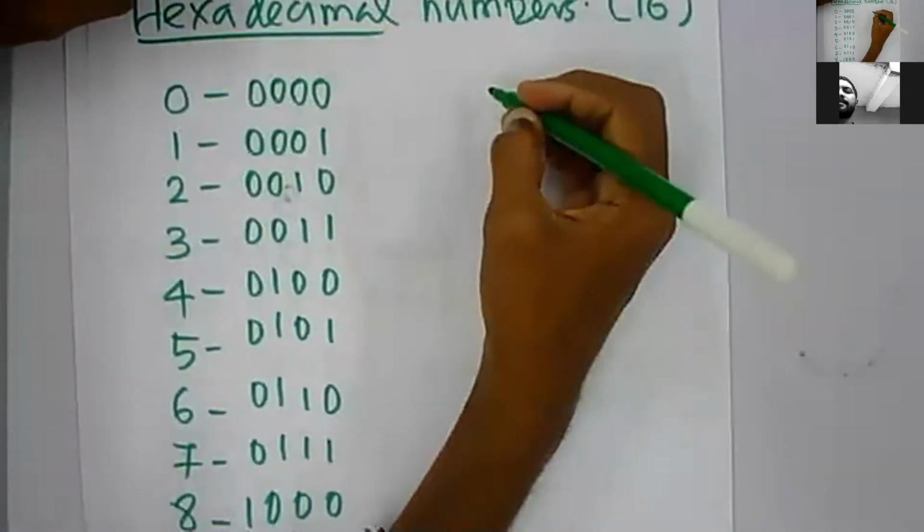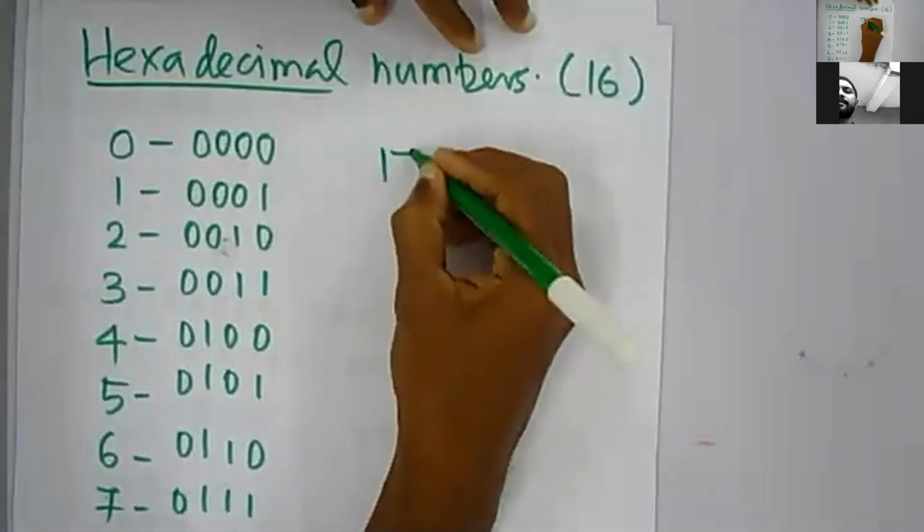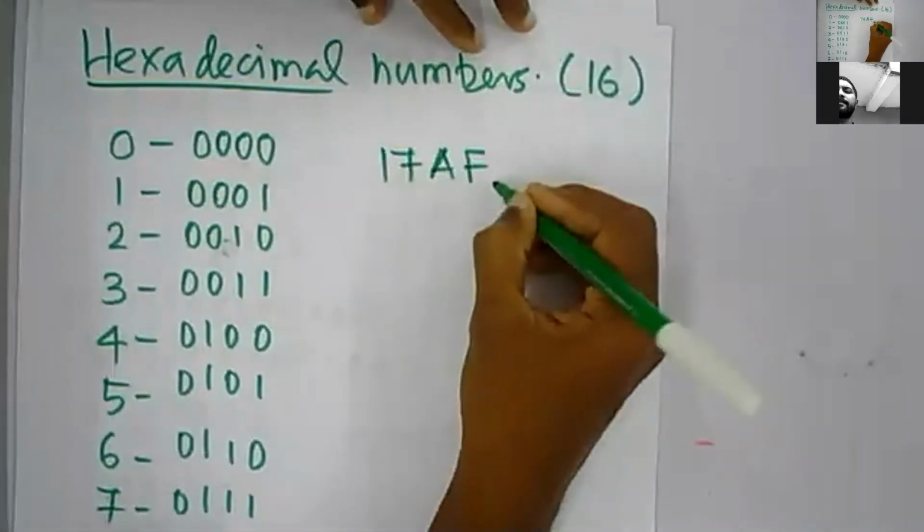Now, I have a hexadecimal number, for example, 17AF hex.